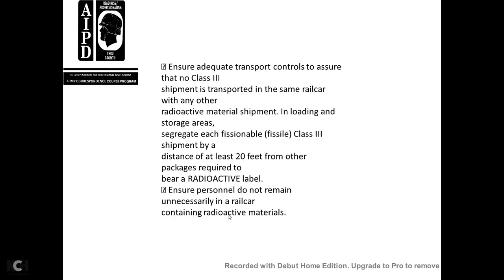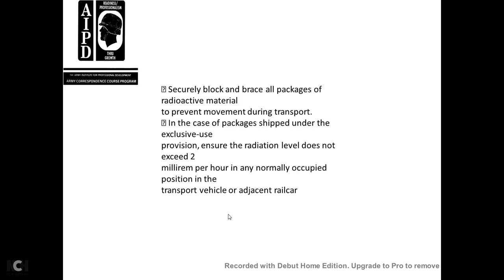Ensure adequate transportation control to assure that the number of Class 3 shipments transported in the same rail car with any of the radioactive material is limited. Shipments in loading and storage areas must be segregated from fissile Class 3 shipments by a distance of 20 feet from other packages bearing a radioactive label. Ensure personnel do not remain unnecessarily within the rail car containing radioactive material. Secure, block, and brace all packages with radioactive materials to prevent movement during transportation and closing.